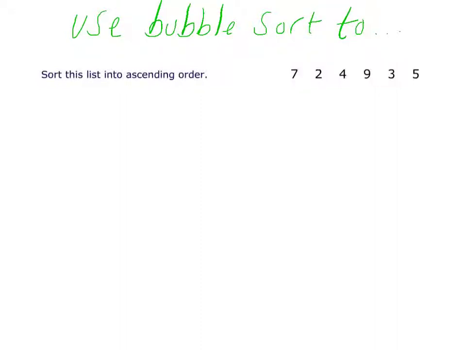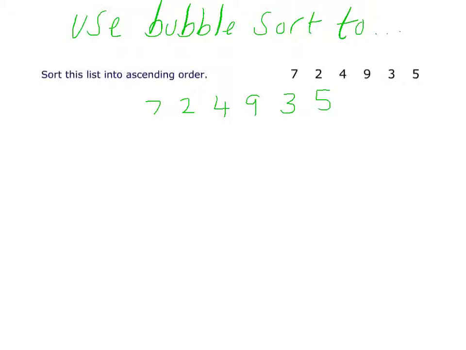We're going to use bubble sort to sort this list of numbers into ascending order. I'm just going to rewrite the list in the middle of the page just to give myself a bit more room. Now, what you do in bubble sort is compare adjacent terms.